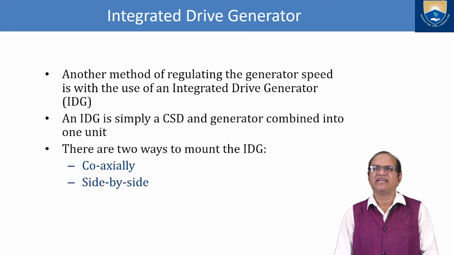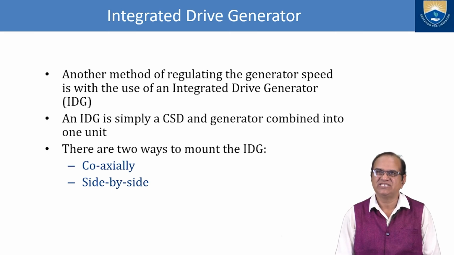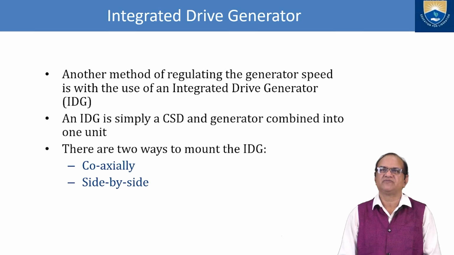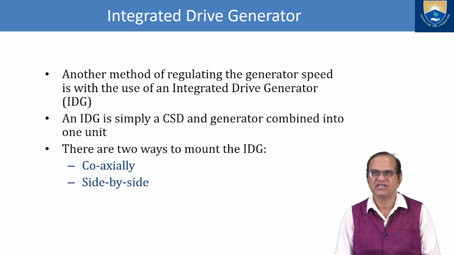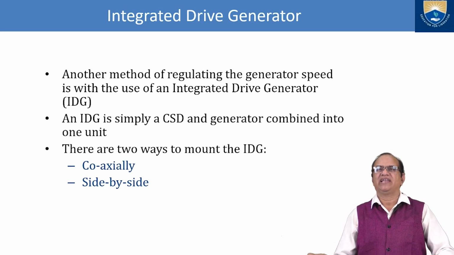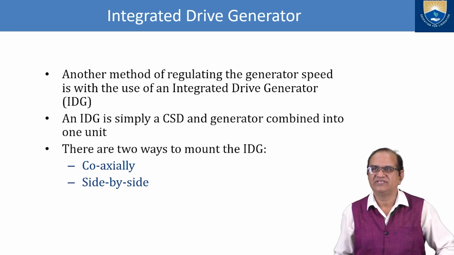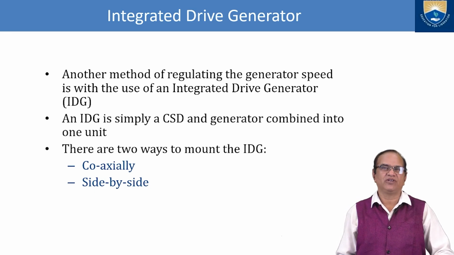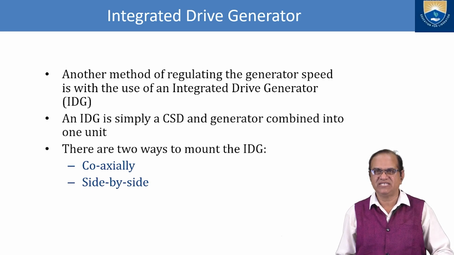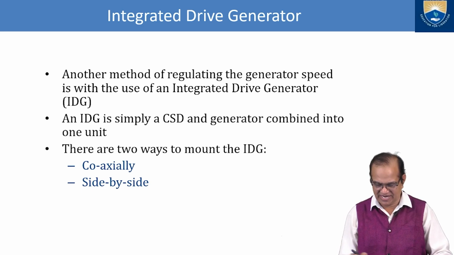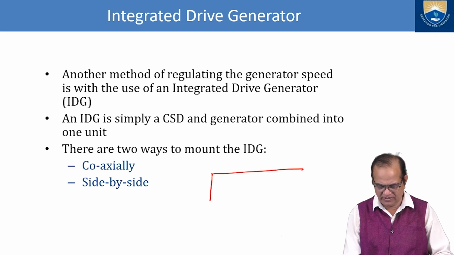Now, integrated drive generator, IDG. Another method of regulating the generator speed is with the use of the integrated drive generator, IDG. And IDG is simply a constant speed drive and generator combined into one unit. There are two ways to mount the IDG, coaxial and side by side. So I have shown you how these IDGs are working.